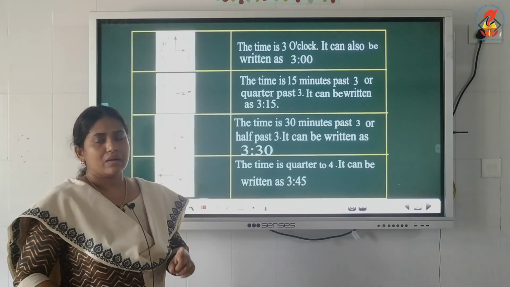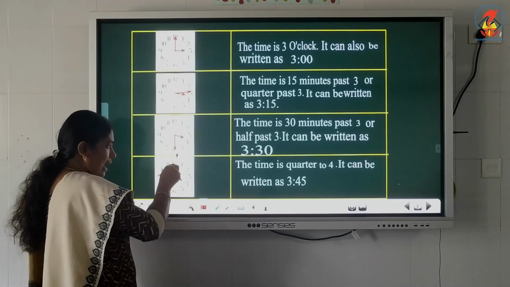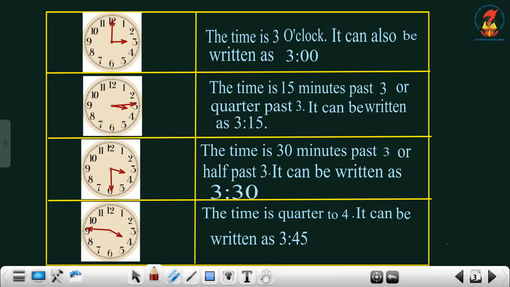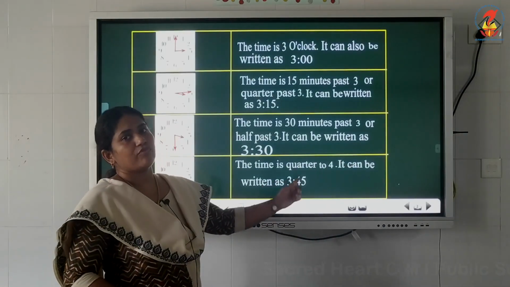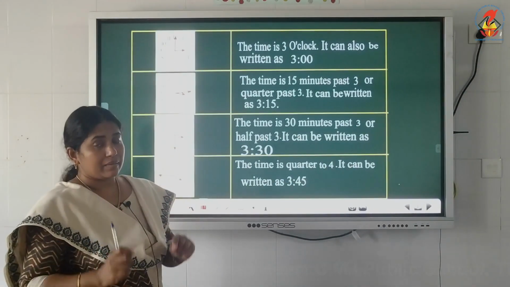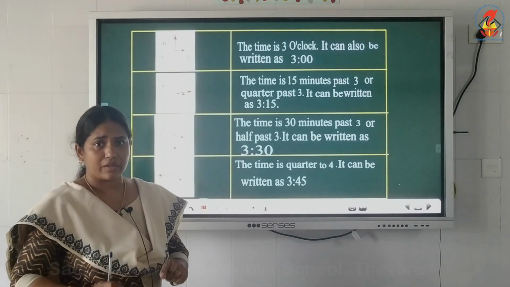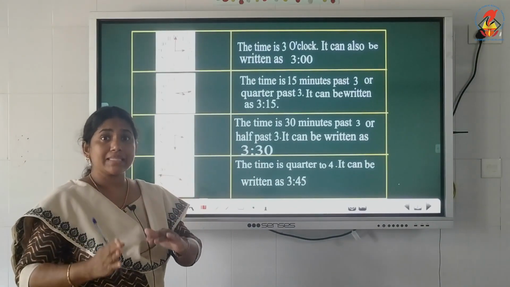Is it clear? Once again, this minute hand started from this 12 and passed this much, 3/4 of our clock. Only 1/4 portion to 12. That means to the next hour. So we can say the time is 3:45. It is written as 3:45. And be careful while drawing the long hand and short hand of the clock. According to the minutes, our long hand, minute hand is moving.